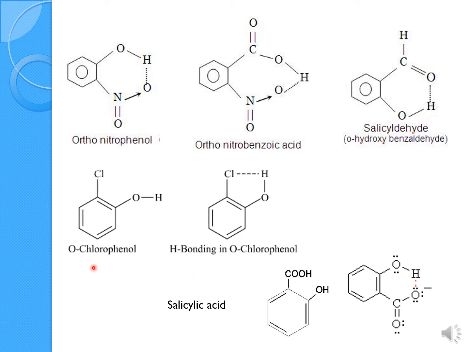Again, another example is orthochlorophenol. This is the OH group and this is chlorine. And you can see a hydrogen bond is formed between this chlorine and this hydrogen. This results in the formation of 1, 2, 3, 4, a 5-membered ring. So these are examples of molecules which can form intramolecular hydrogen bonds.